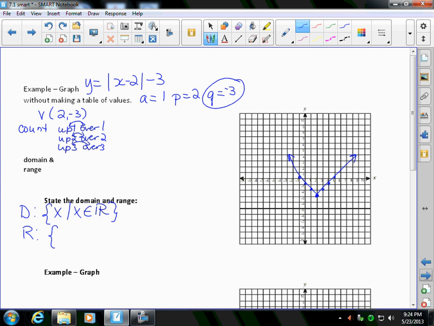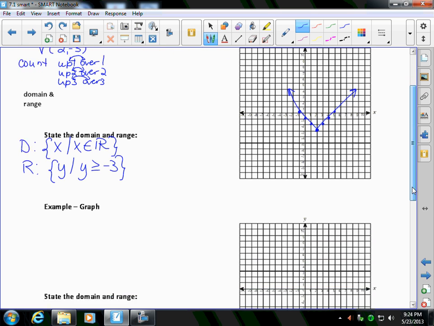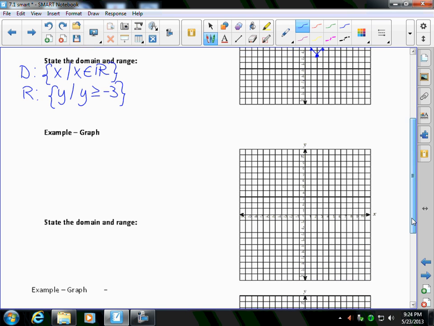So just like in quadratic functions, we looked at the q value to see what our maximum or minimum point was and how that affected the range. So the range for this will be the set of values for y such that y is greater than or equal to negative 3. If a is positive, it's going to be greater than or equal to. If a is negative, it's going to be less than or equal to.